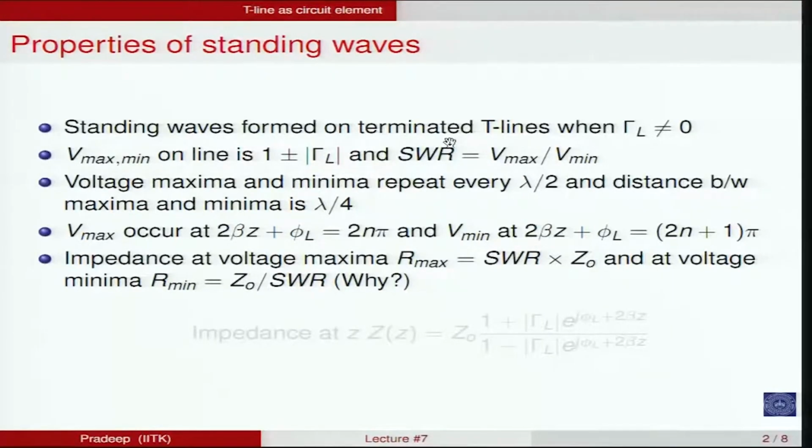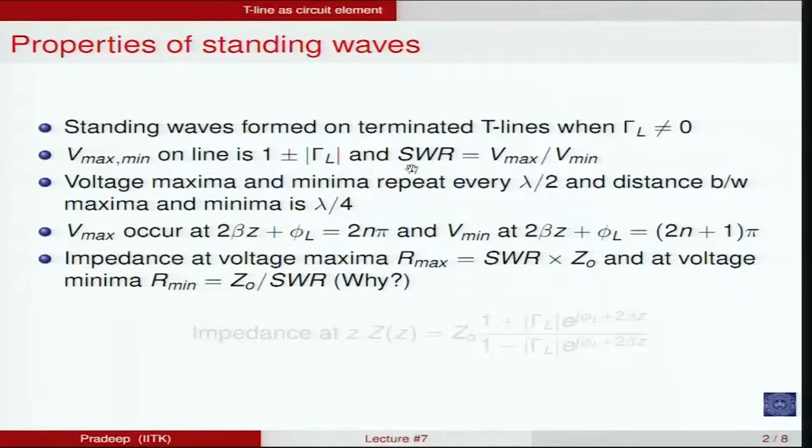We also found out what the standing wave ratio is in the previous class. It is defined as the ratio of maximum phasor voltage to minimum phasor voltage on the transmission line, and the maximum voltage is 1 plus mod gamma L. When the voltage reaches its maximum, the phase term goes to 0 or 2 pi, and the minimum voltage on the transmission line is 1 minus mod gamma L. This occurs when the voltage reaches its minima, and the ratio of these two is the standing wave ratio. We also saw the relationship between SWR and gamma L.